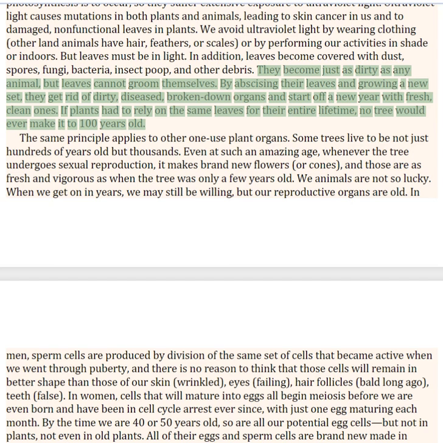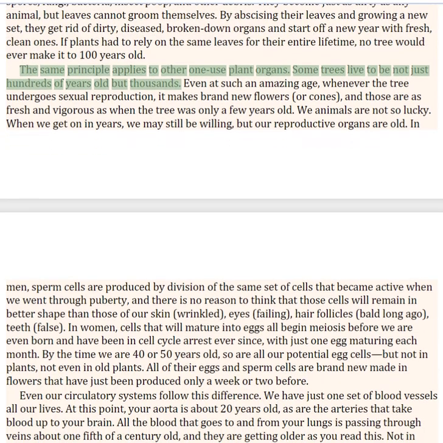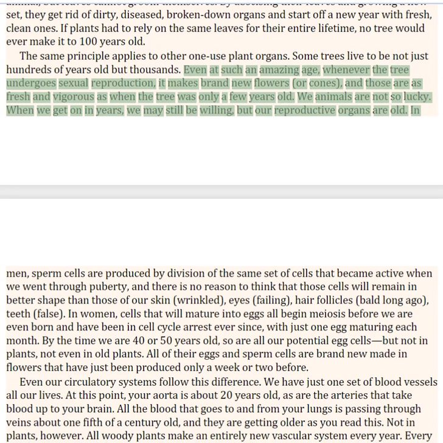If plants had to rely on the same leaves for their entire lifetime, no tree would ever make it to 100 years old. The same principle applies to other one-use plant organs. Some trees live to be not just hundreds of years old but thousands. Even at such an amazing age, whenever the tree undergoes sexual reproduction, it makes brand new flowers, and those are as fresh and vigorous as when the tree was only a few years old. We animals are not so lucky.